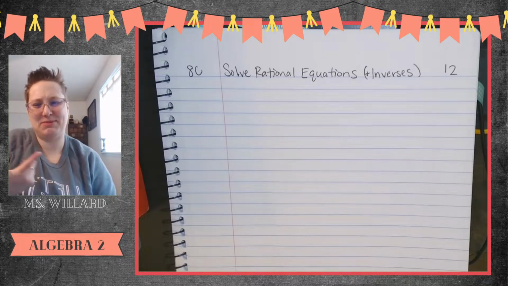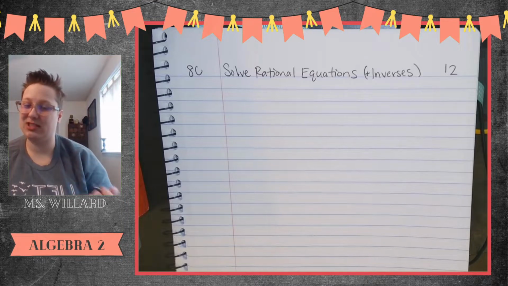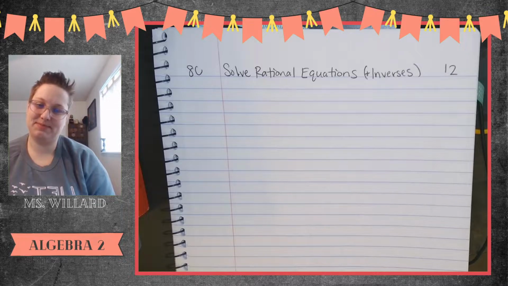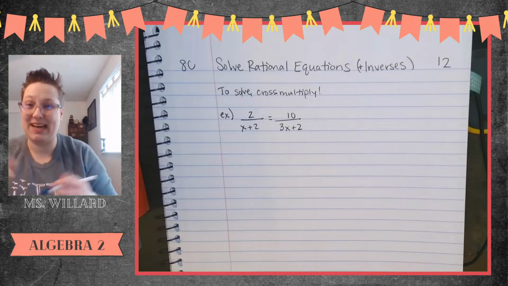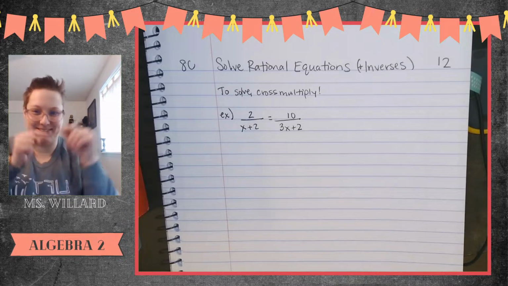The last one in chapter 8, surprisingly. We're going to solve rational equations and also find their inverses today because it's kind of the same thing. But let's get started. Okay, so we're going to cross multiply, which brings us back to middle school stuff, right? You cross multiply and divide.